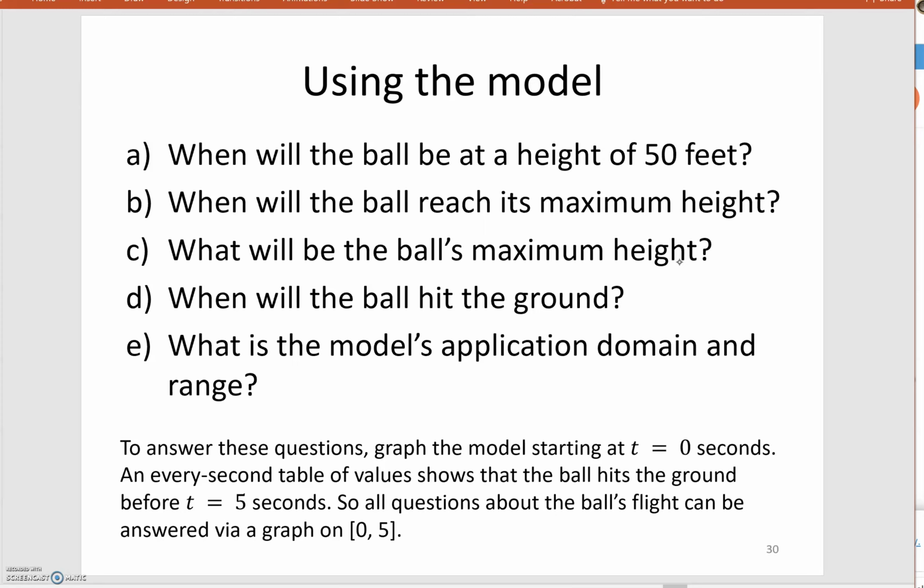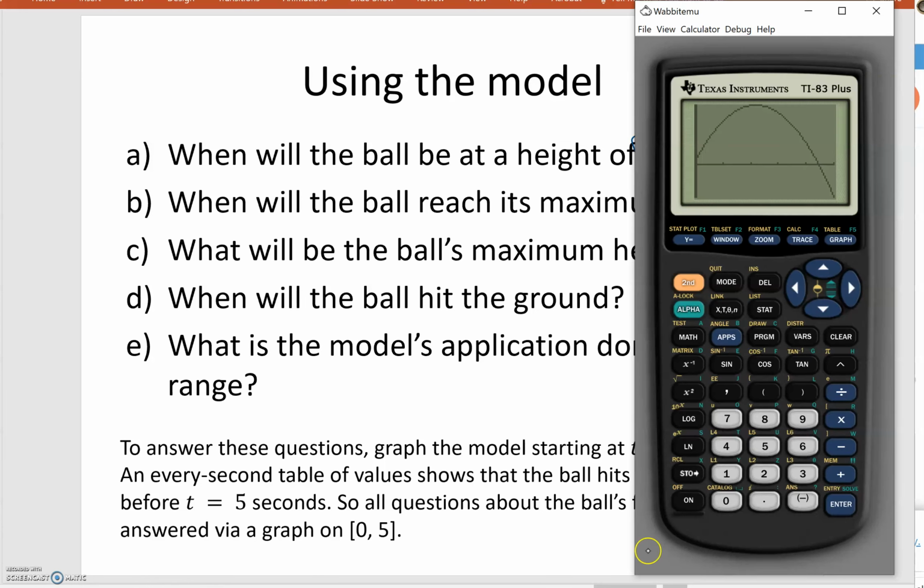And now let's go ahead to using the model. So when will the ball be at a height of 50 feet? So 50 feet is an output, so that's going to be my y2, and I'm going to do a calc intersect here. So there's 50. Oh, and I just screwed up, didn't I? That was negative 16, sorry. There's my 50.